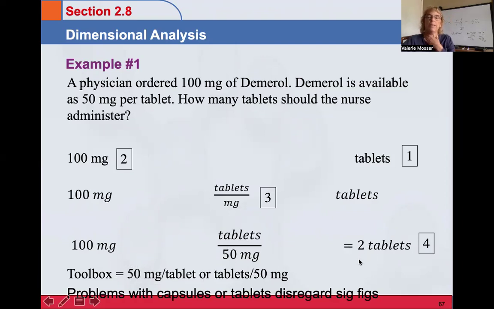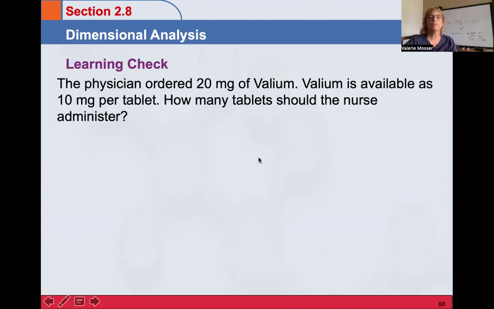Now, when you have something that is not a measured thing like a tablet, you don't have to worry about the sig figs. So when you have capsules or tablets, don't worry about the sig figs. The answer would just be 2. So here's a learning check for you that's similar to the one that we just did.